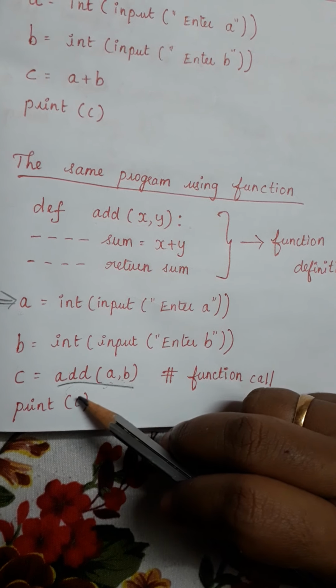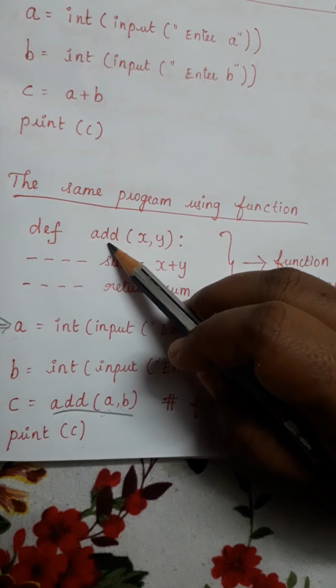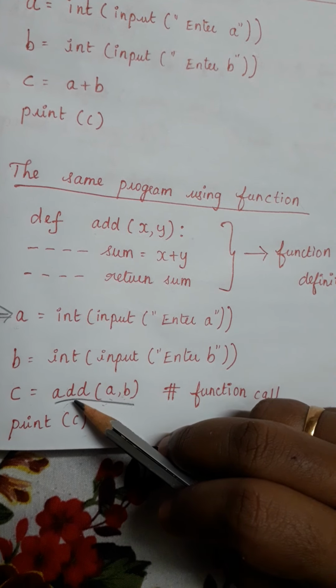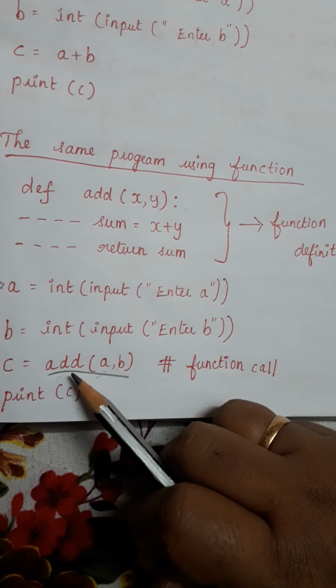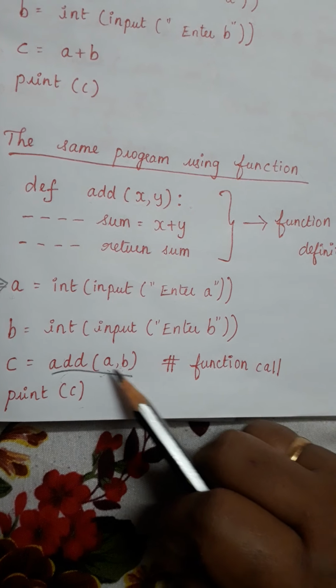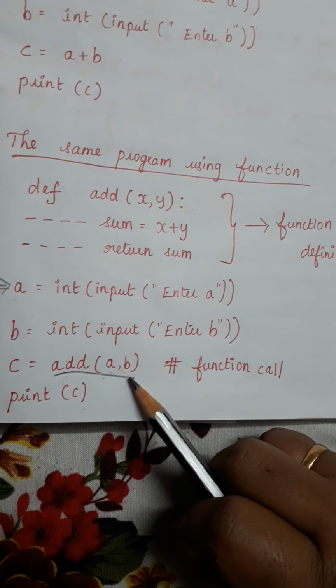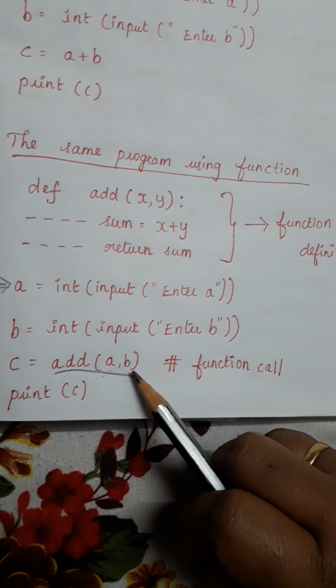What is the meaning? What is the name of the function you have given? Add. So with the same name I am calling the function. This particular line is called a function call, right? While calling the function, I should also mention what are all the inputs to the particular function. So A and B are the inputs to the particular function.